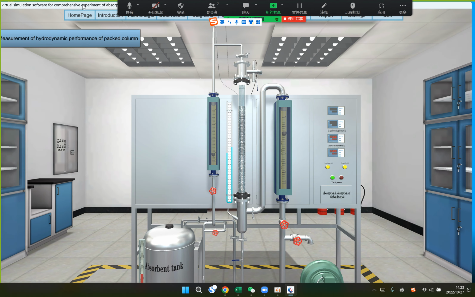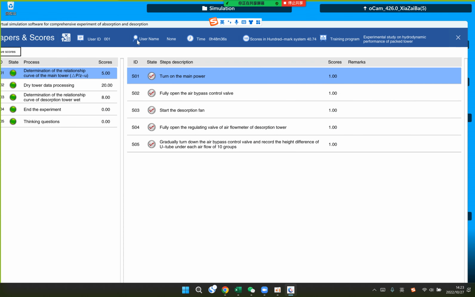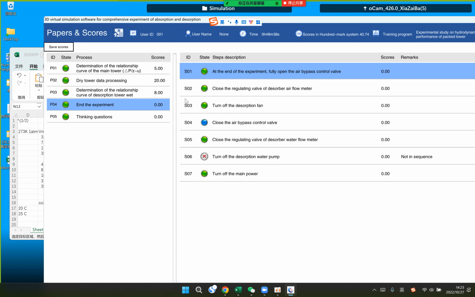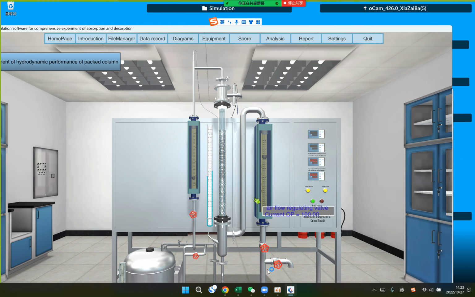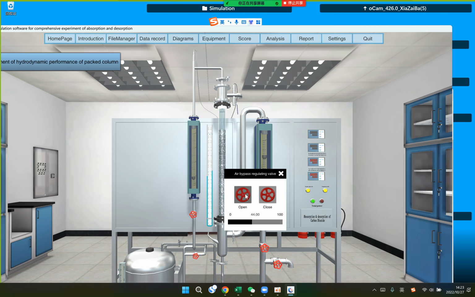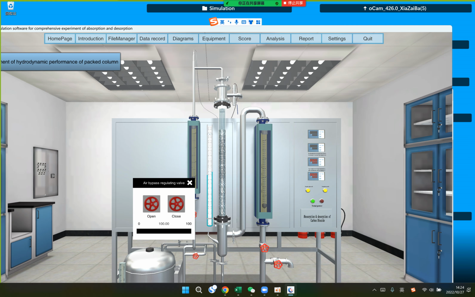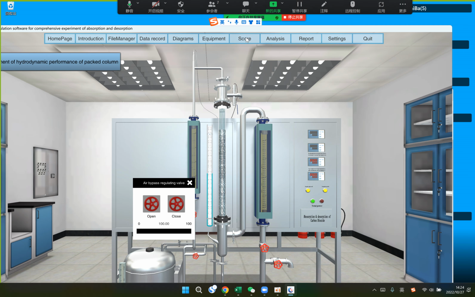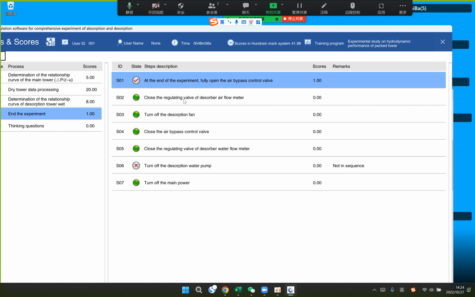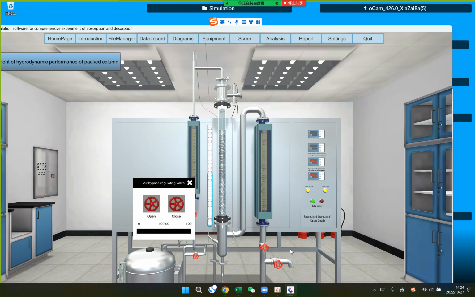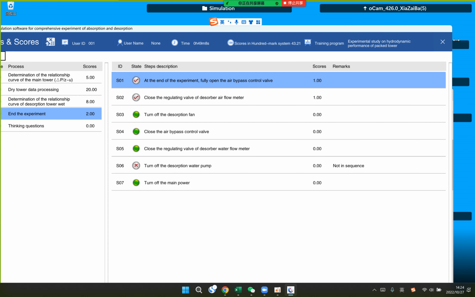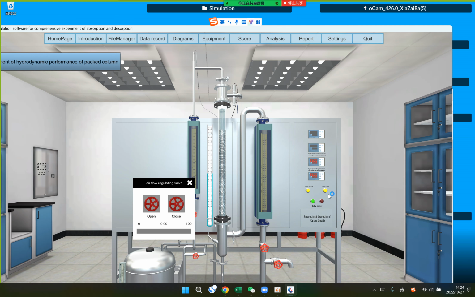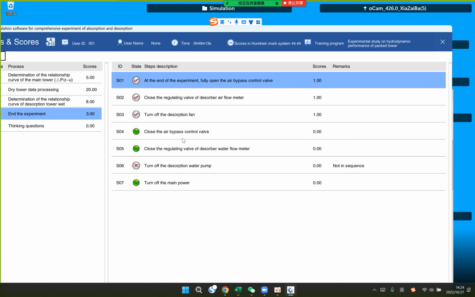Something like the end of the experiment. At the end of the experiment, fully open the air bypass, to make sure the flow rate in the system is minimum, and then close the regulation valve of the meter. Okay, close this, and then turn off the fan, or the vortex air pump, and then close the bypass valve.